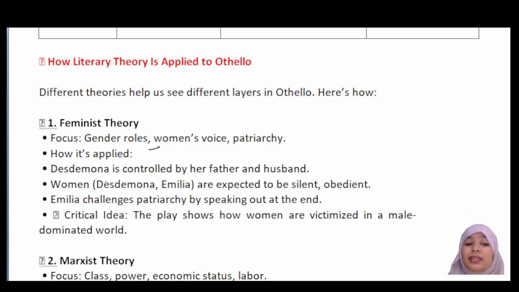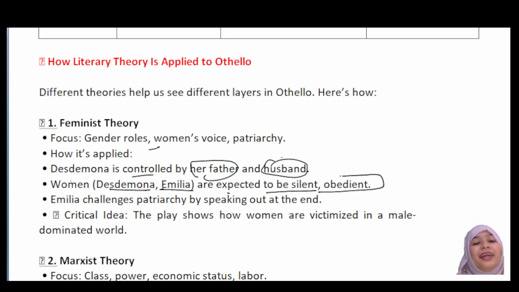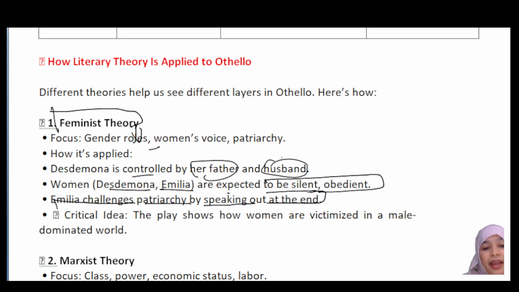How is it applied? Desdemona is controlled by her father and her husband. Getting my point? This is what the theory is. And women, Desdemona and Emilia, are expected to be silent and obedient. So this is how feminist theory is applied. Yes? And Emilia challenges patriarchy by speaking out at the end.